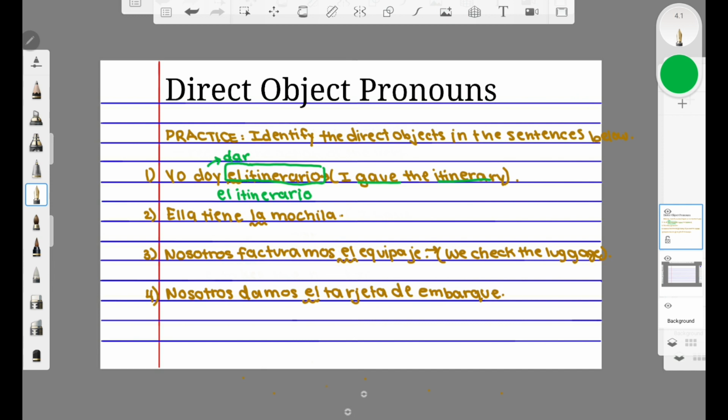Ella tiene la mochila. So I didn't write this one because we have gone over the verb tener in previous videos. Make sure to go rewatch. But tener means to have. So the sentence is saying she has the backpack. So she has what? She has the backpack. So in this case, our direct object is la mochila, or the backpack.